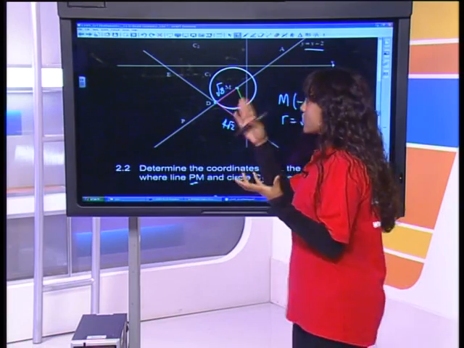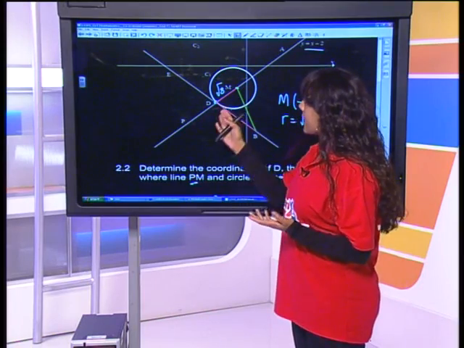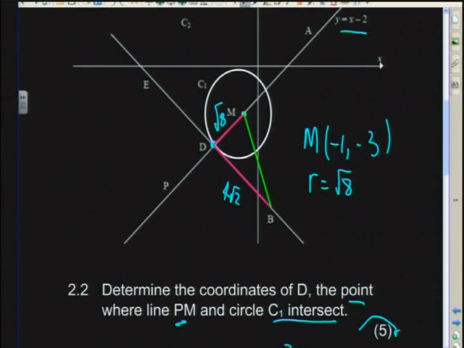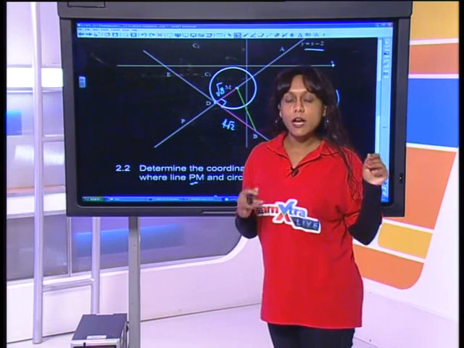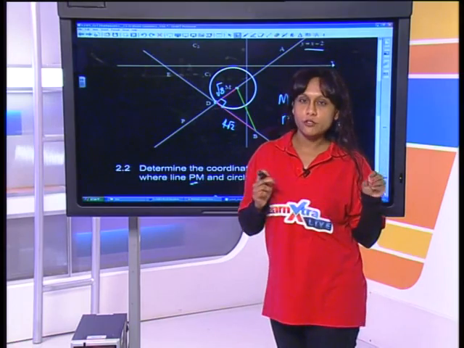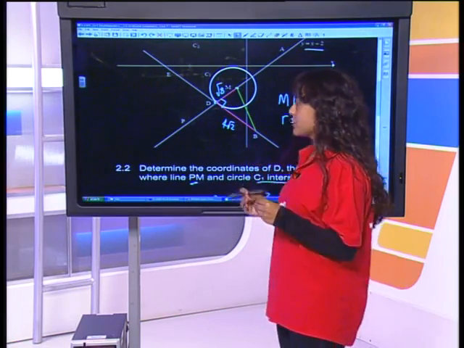Now remember, they told us that DB was a tangent of the circle. And we know that MD is the radius of the circle C1. So therefore, where MD meets DB, the angle formed is 90 degrees, because radius is perpendicular to tangent. If you didn't know that, then this question was going to be very, very difficult for you to do. But you have to know that the radius is perpendicular to the tangent at the point of contact.